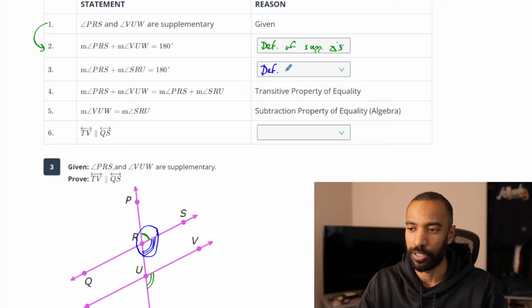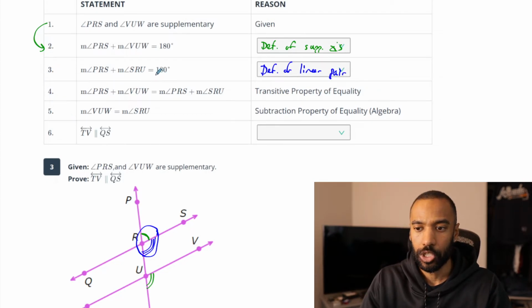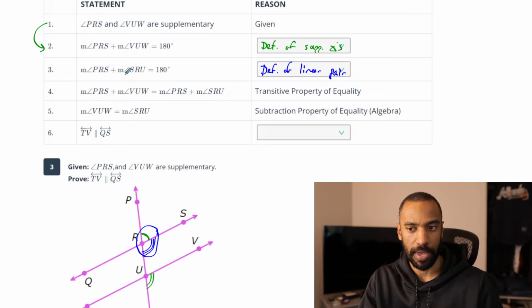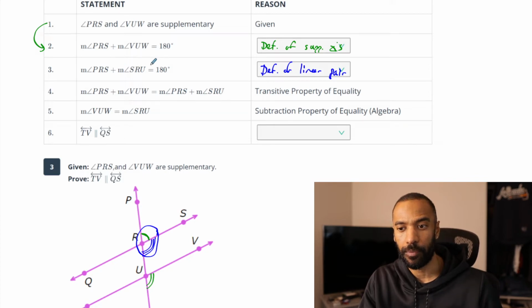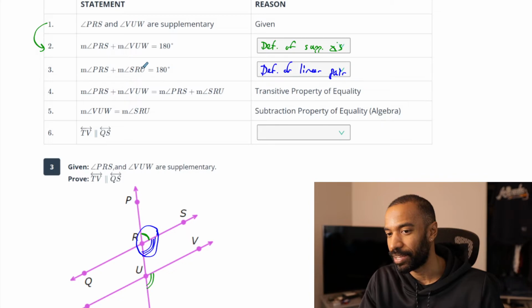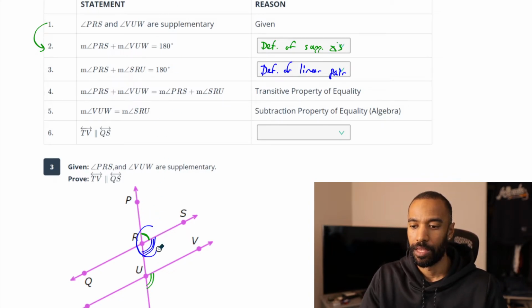By definition, a linear pair is two angles that are adjacent and are supplementary to each other. This was made out of thin air. You didn't need these other statements to make this one, but this one was made for the very reason that SRU is the brand new angle that we are going to be relating to both of these other angles previously.